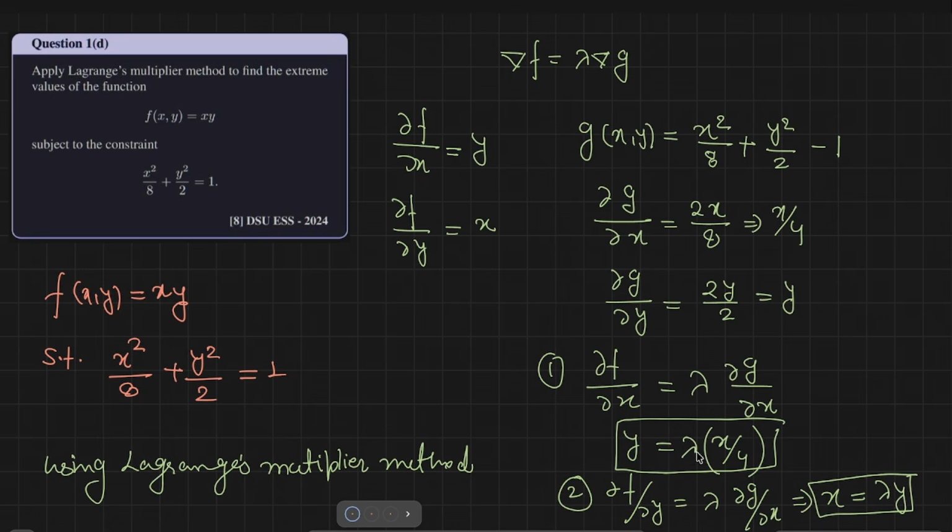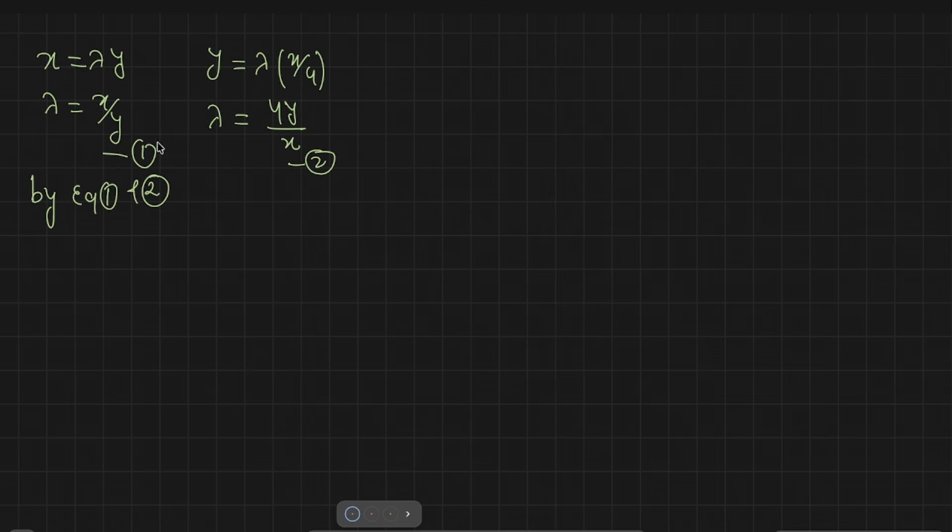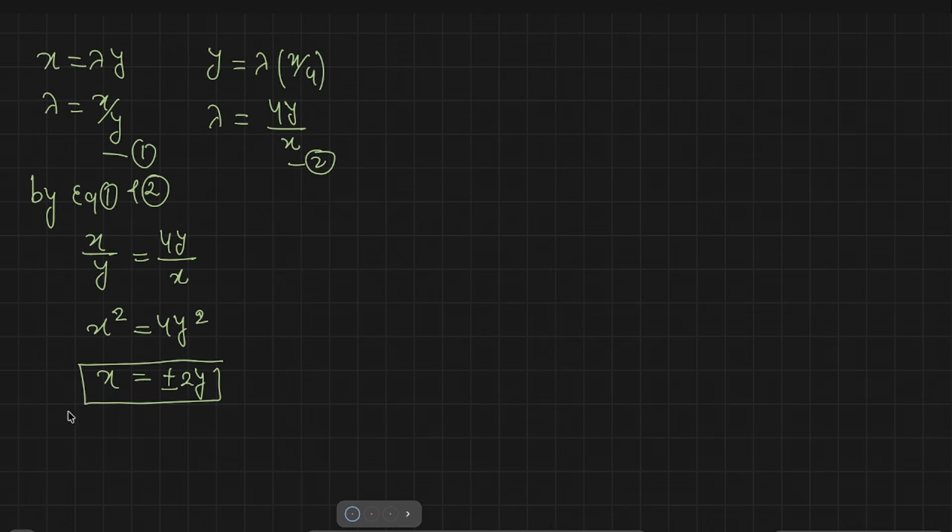Again, using this condition, what is the lambda from here? By using y equals lambda x upon 4, the lambda is 4y by x, by equation number 1 and 2. From here, by equation 1 and 2, what can I write? x by y is equals to 4y by x. It means x square is equals to 4y square. What does this mean? It means that x is equals to plus minus 2y. So this is the value of x.